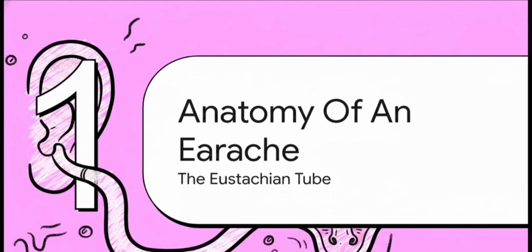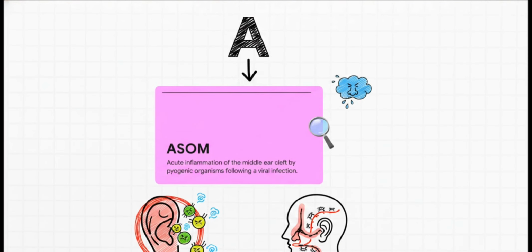Starting off with Section 1, Anatomy of an Earache, the eustachian tube breakdown. To really grasp what goes wrong in the ear, we gotta start with the biological plumbing. You know, the ear isn't just some sealed drum on the side of your head. It's actually deeply connected to your throat. And that connection brings us to our first real villain today. In the medical literature, it's called acute suppurative otitis media, or ASOM for short. Let's translate that jargon though. Basically, this is an acute, sudden inflammation of the middle ear caused by pyogenic, or pus-forming, bacteria.